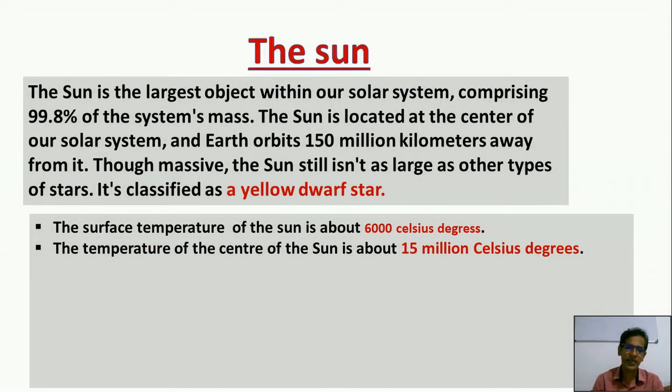The temperature of the center of the sun is about 15 million Celsius degrees.